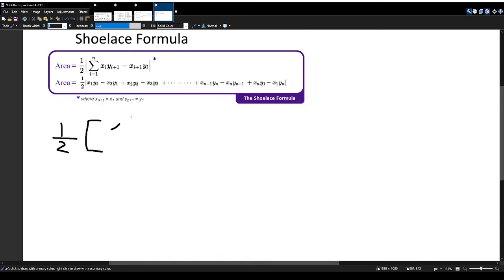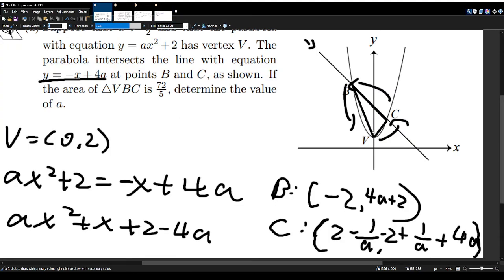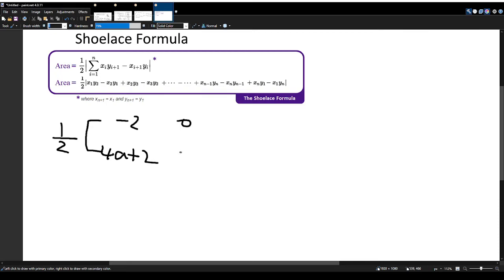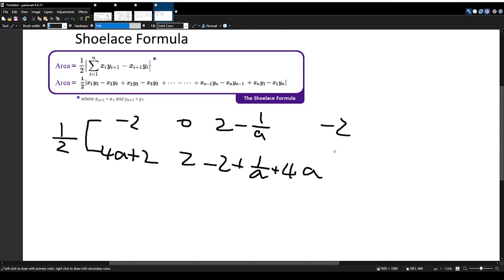Okay, so B is -2, 4a plus 2. Your V is 0, 2, and this is your C, -2 plus 1 over a, 4a. And then you have to go back to B. That's really important. And then you put this in kind of like a matrix.